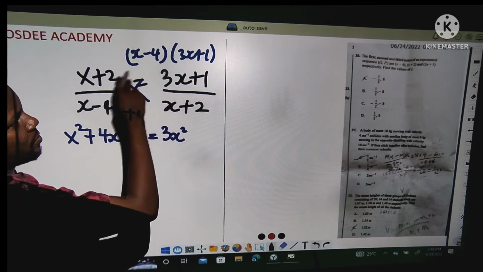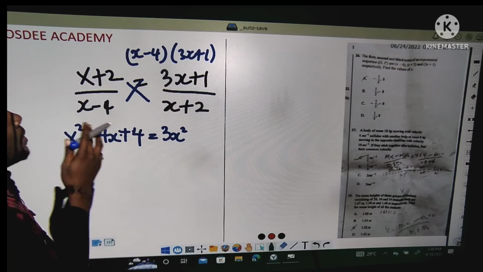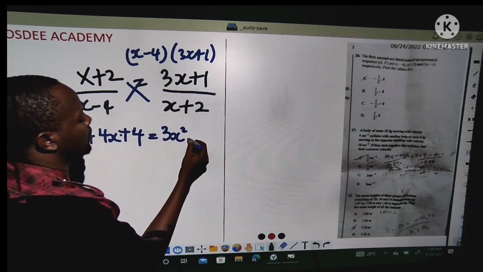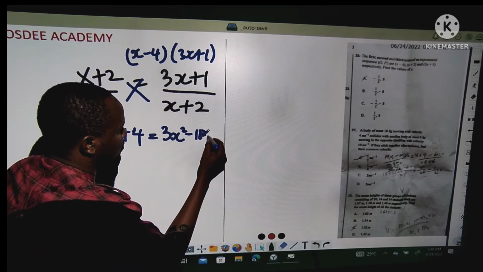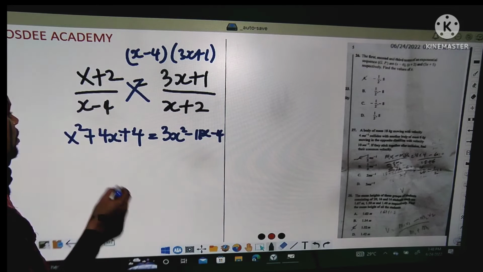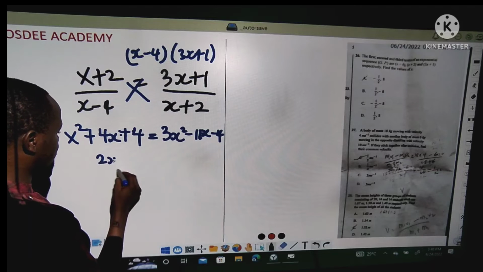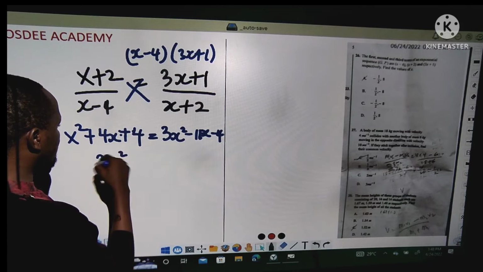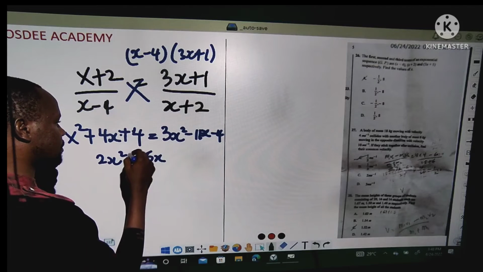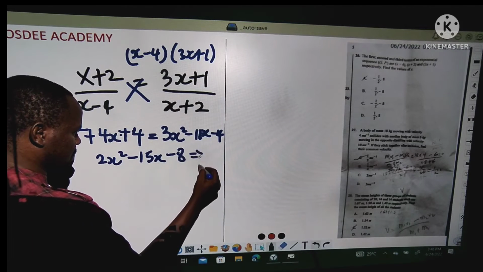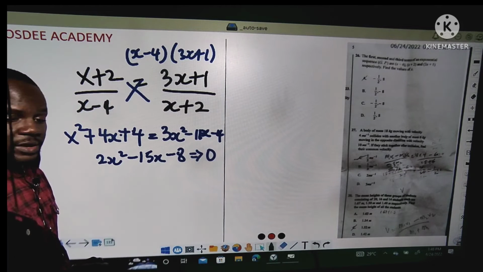Understand me? So what we are doing is just direct. We don't want to waste time. This is x minus 12x. X minus 12x will be 11x, minus 11x, then minus 4. So I collect like terms. I'm going to have, let me come here, 3x minus 7 is 2x squared, minus 11 minus 1 minus 15x, minus 4 minus 8 equals 0. And that is what I have as my quadratic equation.